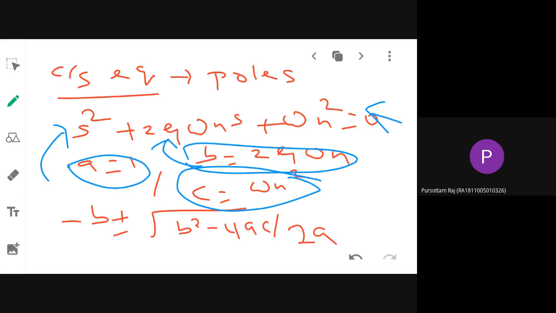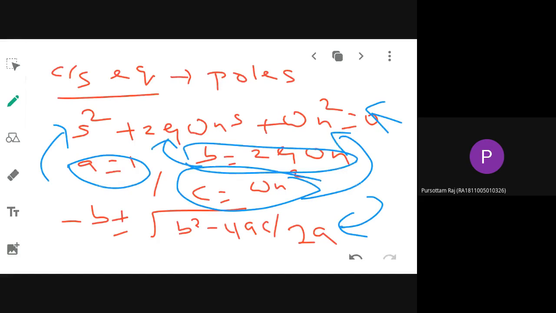B is my 2 zeta omega n, and C is my omega n squared. So you apply all this in the formula for finding the roots: minus B plus or minus square root of B squared minus 4AC, divided by 2A. Tell me what the roots are. Just derive it in 2 seconds and tell me the answer.